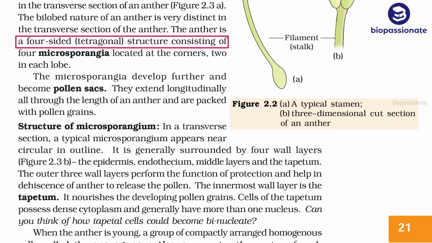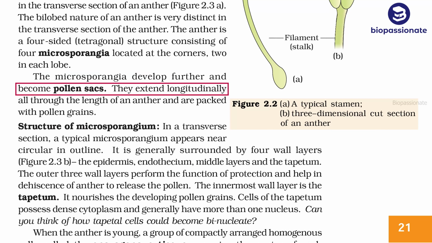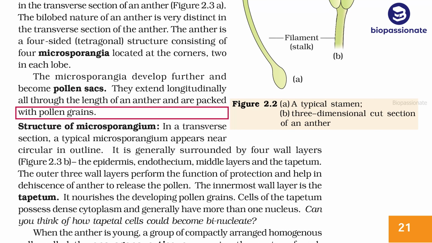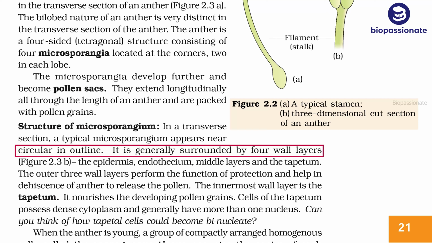The anther is a 4-sided, tetragonal structure consisting of 4 microsporangia located at the corners, 2 in each lobe. The microsporangia develop further and become pollen sacs. They extend longitudinally all through the length of an anther and are packed with pollen grains. Structure of microsporangium. In a transverse section, a typical microsporangium appears near circular in outline. It is generally surrounded by 4 wall layers.